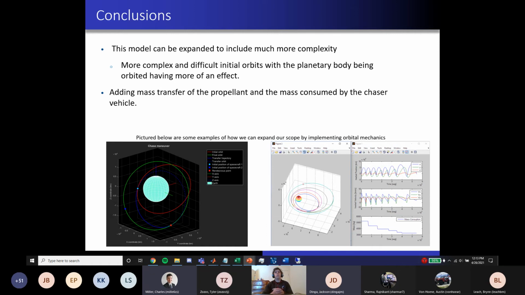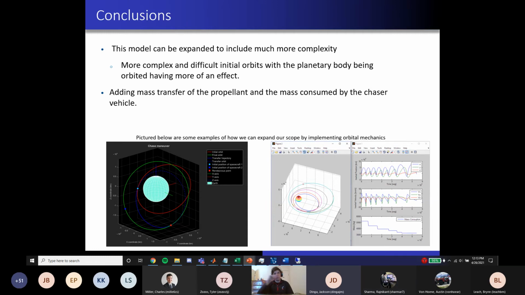This model can be extended to include much more complexity. Obviously, things such as the planetary body itself can be added in, different hazards that can be included in that orbit, and different effects obviously will have much greater effect on our satellite, chaser and trailer.